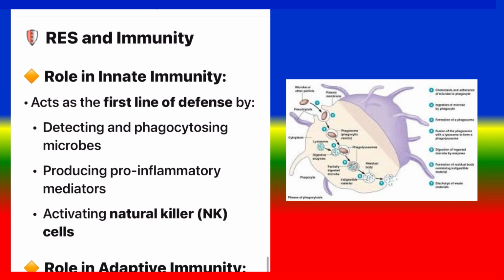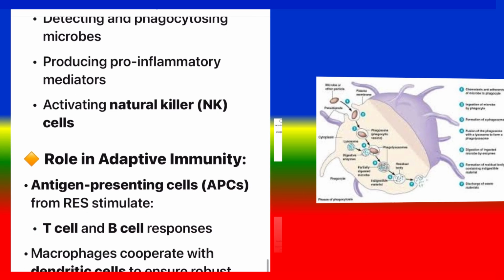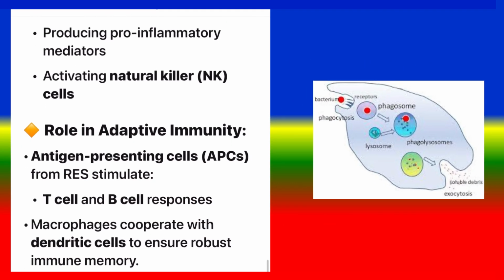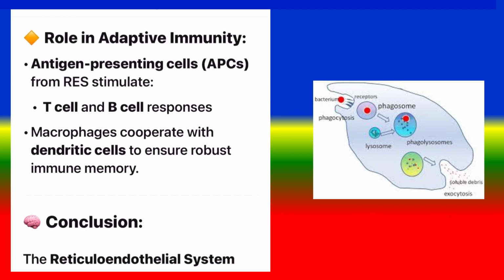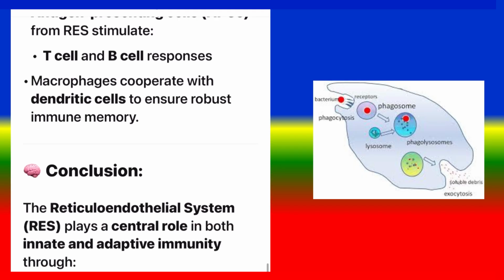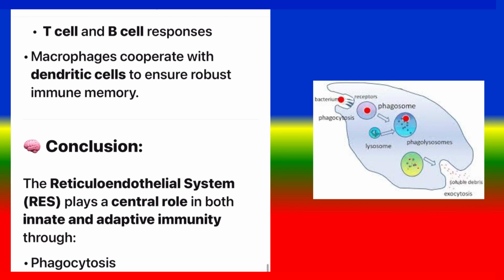RES and immunity. Role in innate immunity: acts as the first line of defense by detecting and phagocytosing microbes, producing pro-inflammatory mediators, and activating natural killer, NK, cells. Role in adaptive immunity: antigen-presenting cells, APCs, from the RES stimulate T cell and B cell responses. Macrophages cooperate with dendritic cells to ensure robust immune memory.